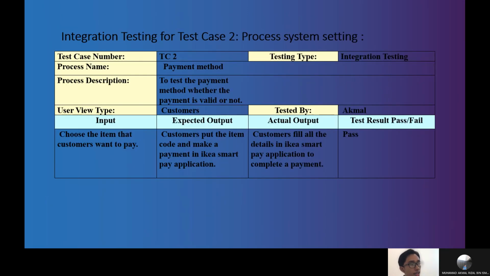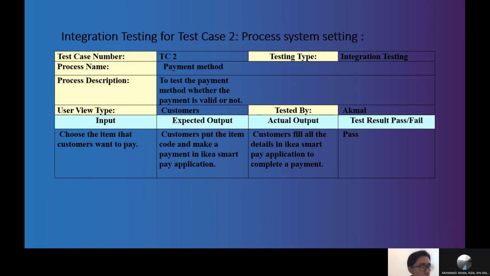So for the next one, integration testing for test case 2, process system setting. Test case number, test case 2. Testing type, integration testing. Process name, payment method. Process description, to test the payment method, whether the payment is valid or not. User view type, customers, tested by Akmal.